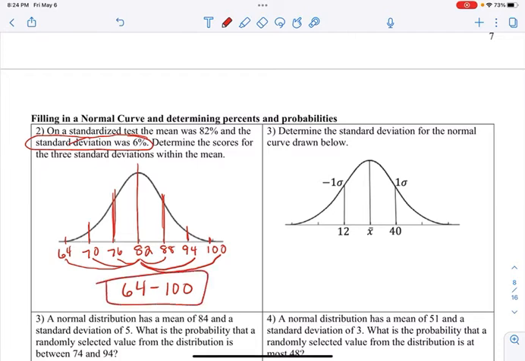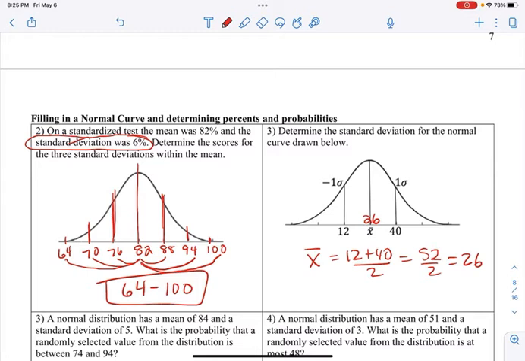A little bit different problem. Determine the standard deviation for the normal curve drawn below. All right, so this is the mean in the middle. They actually didn't give me the mean. I've got to figure the mean out, all right? But 1 standard deviation below the mean is 12, and 1 standard deviation above the mean is 40. Well, to figure out the mean, it's actually not too hard. I'm going to add the 12 and the 40 together and divide by 2. So 52 divided by 2 is 26. All right, so that's the mean.